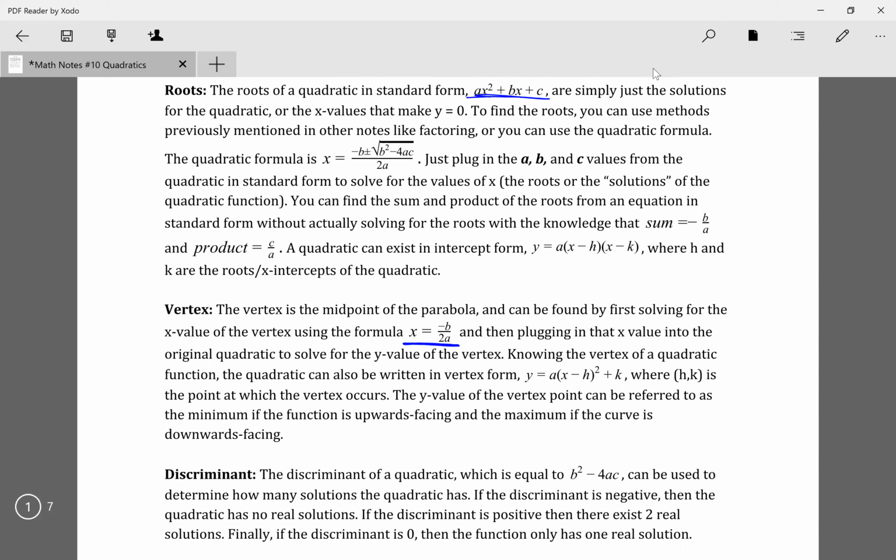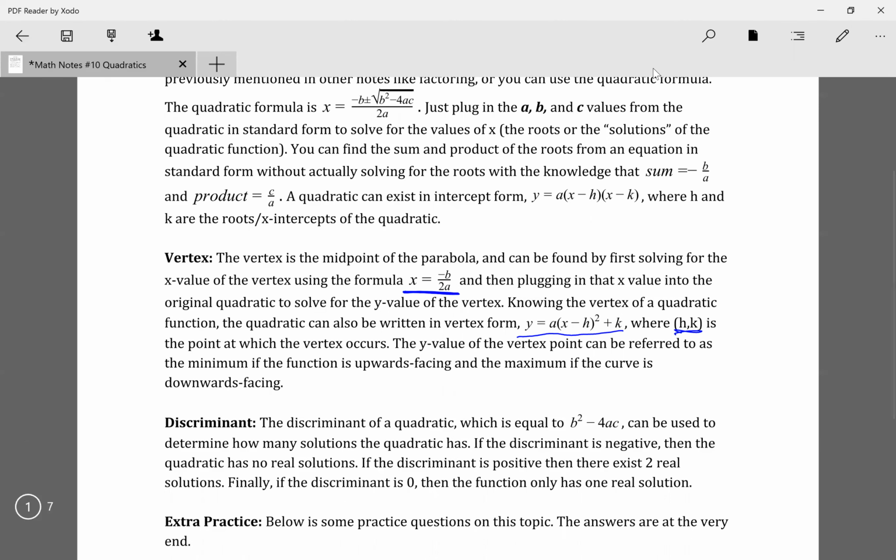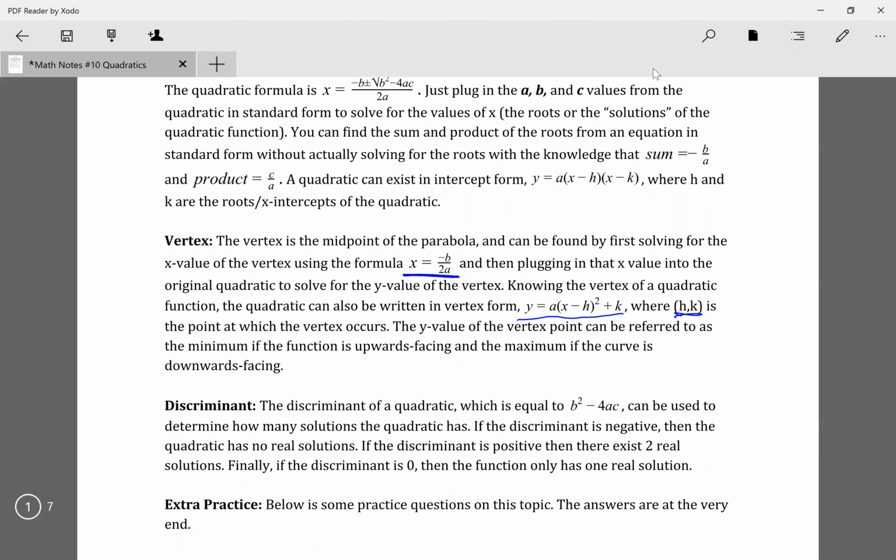You can also have a quadratic in vertex form: y equals a times x minus h squared plus k, where h comma k is the vertex. Remember, if it's x minus 2 squared plus 1, the vertex is 2 comma 1, not negative 2 comma 1. It's minus h, so that's a common mistake that can happen. The y value of your vertex is referred to as the minimum if the parabola is upward facing like this, or the maximum if it's downward facing like below.